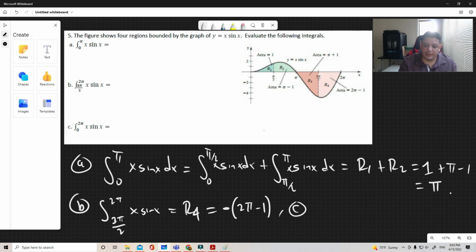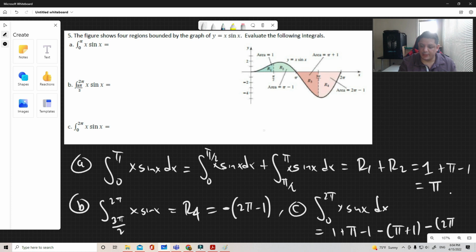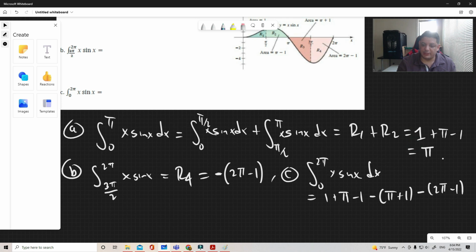Now to finalize, if we do the integral from 0 to 2 pi of x sine of x, then we have all the areas coming into play, R1 plus R2 plus R3 plus R4, and so that's just going to be 1 plus pi minus 1, and then minus, because we have negative areas now, pi plus 1, and then minus 2 pi minus 1. We can simplify to obtain whatever the value is here.